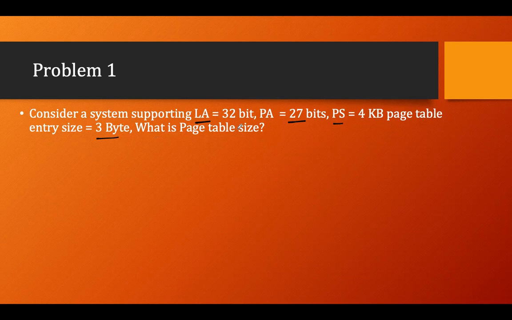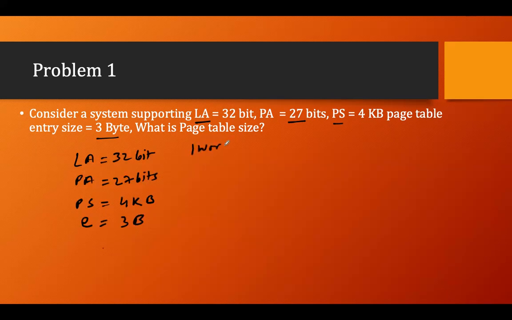Here, first we'll write out what is given. The logical address is 32 bits. The physical address is 27 bits, right? The page size is 4 kilobytes, and the page table entry, which is E, is equal to 3 bytes. And we know that 1 word equals 1 byte.